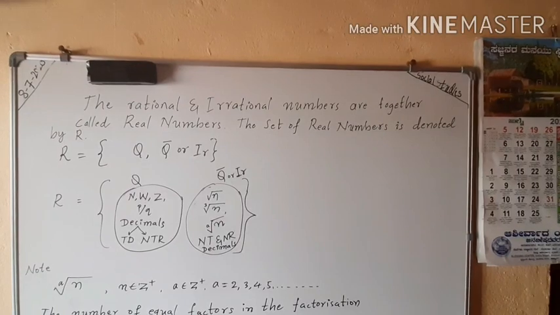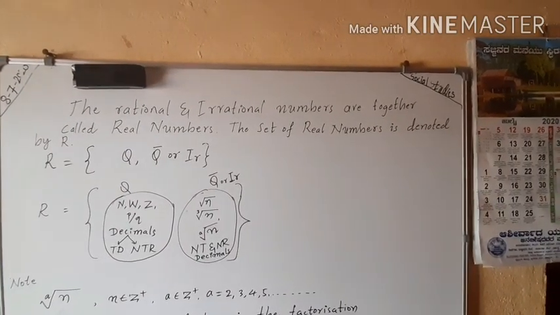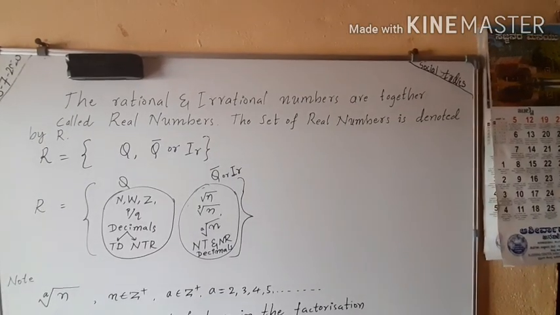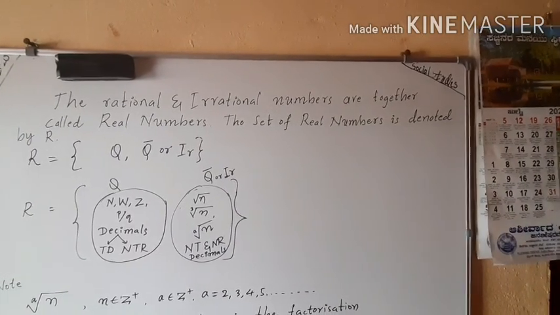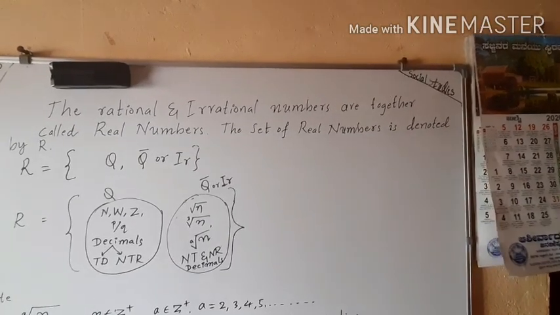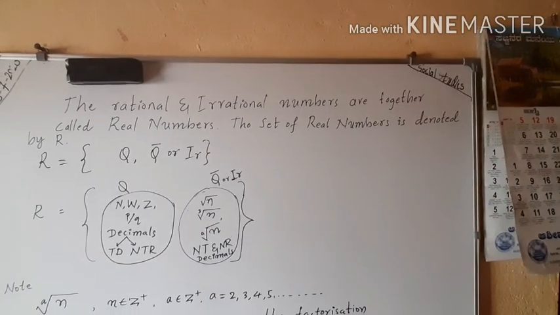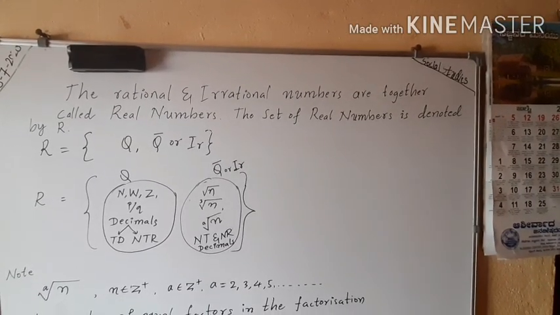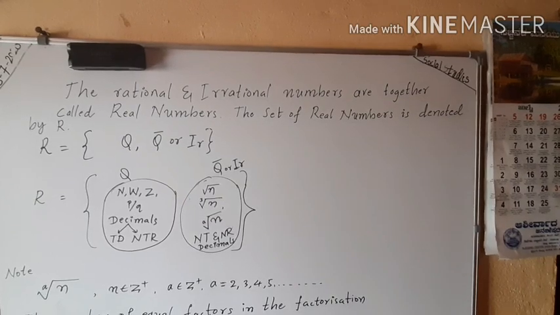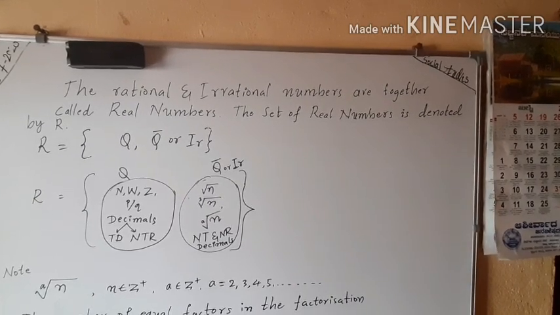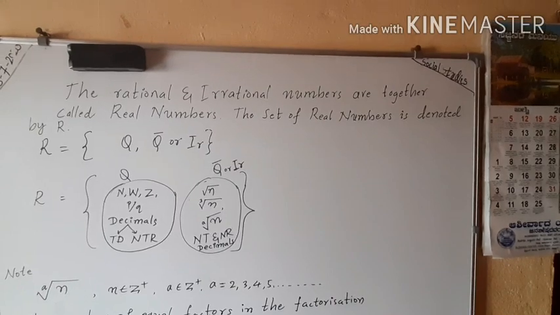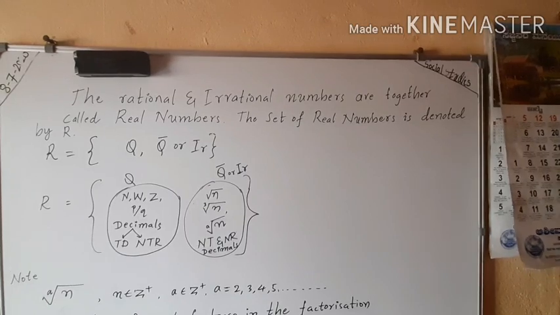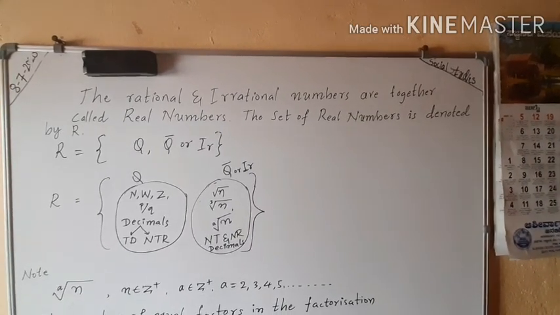Look at the board, children. We have the definition and the representation of real numbers here. The rational and irrational numbers are together called real numbers. The set of real numbers is denoted by R. So R is equal to, inside the flower bracket, Q comma Q bar or IR. Q stands for rational number, Q bar or IR stands for irrational number.